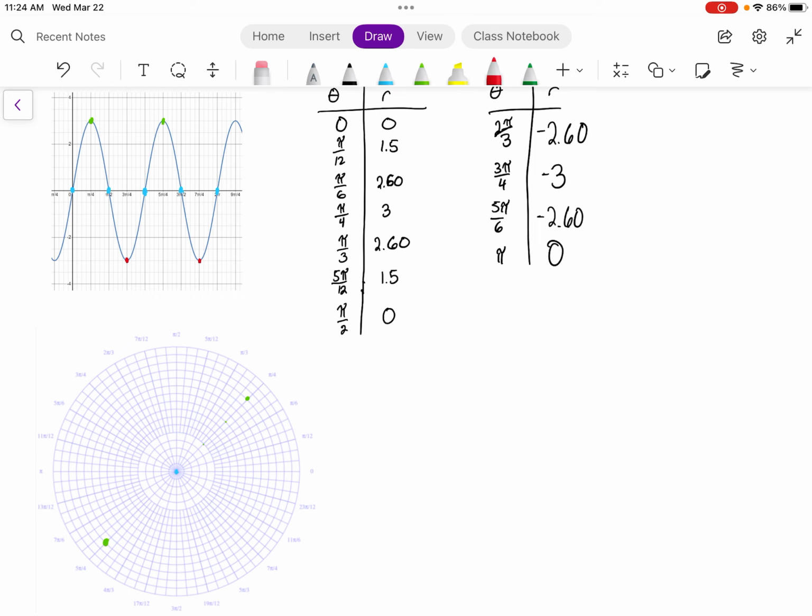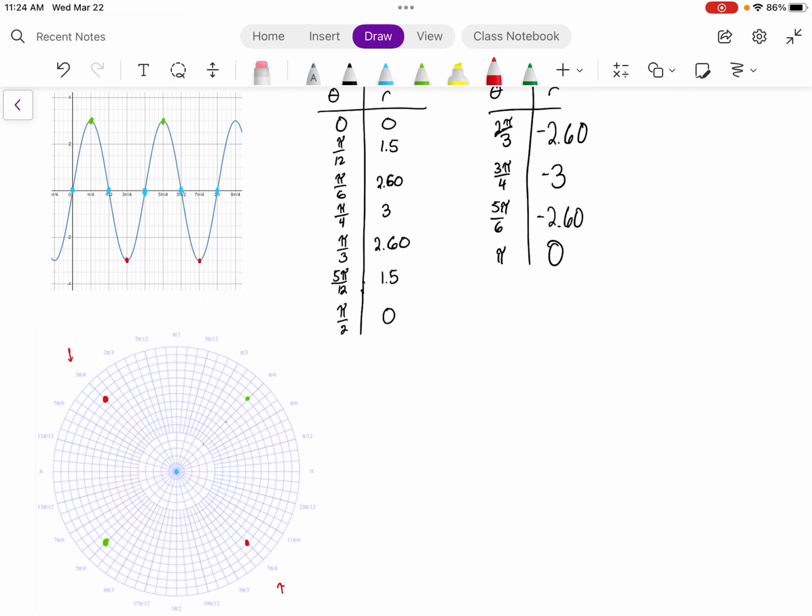Similarly, my red guys, those are negative. So at 3 pi over 4, instead of being out this way, we're going to be at negative 3, so that's all the way out here. Similarly, at 7 pi over 4, we're at negative 3, so that's going to be out here. So we actually hit both points, we just hit them in an opposite way.